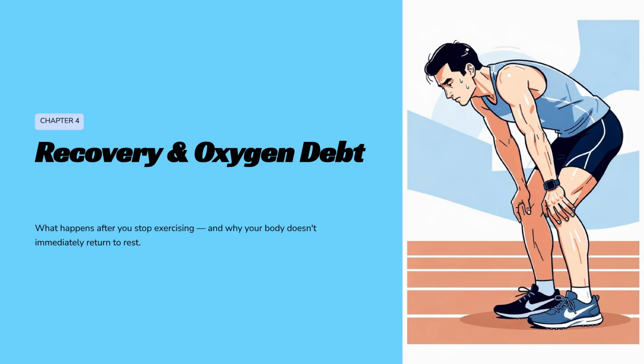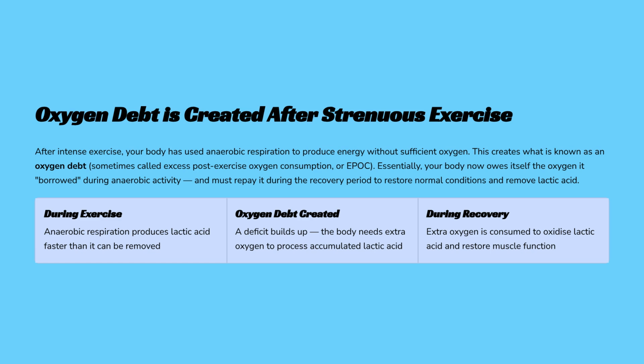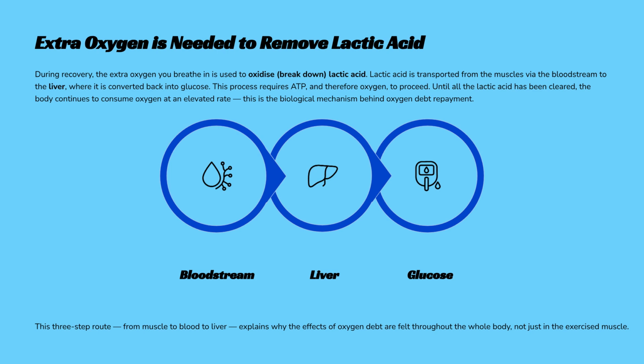Chapter 4 explores recovery and oxygen debt. This section explains why you don't instantly return to a resting state after you stop moving. Strenuous exercise creates an oxygen debt. During recovery, your body consumes extra oxygen to process the lactic acid built up from anaerobic activity. This extra oxygen helps oxidize lactic acid. The liver then converts it back into glucose, a process that continues until your body returns to normal conditions.